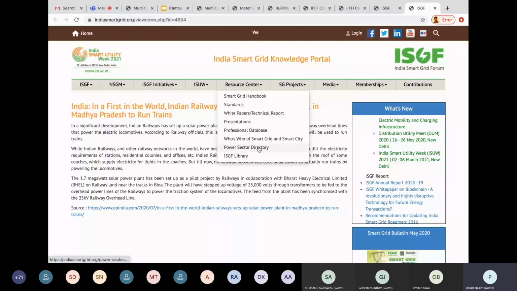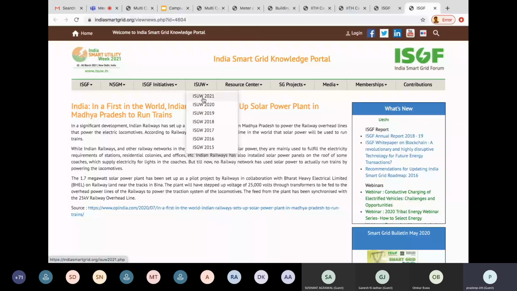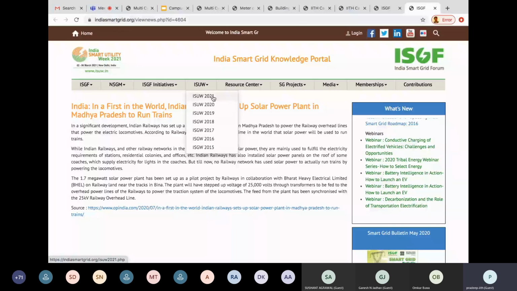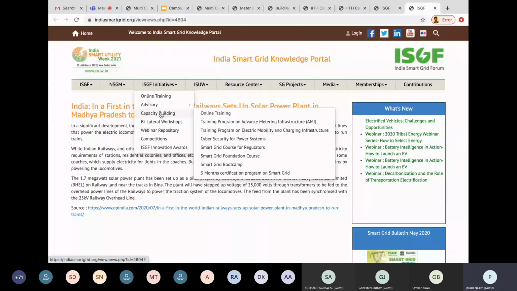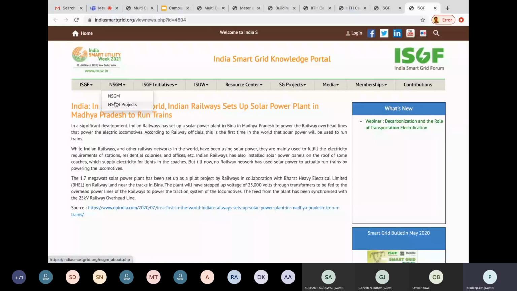Then there is ISUW, India Smart Utility Week. Since 2015, they have been doing an event every March, and those details are there. There is online training, advisory, capacity building, so a lot of online training and webinars you can find here. National Smart Grid Mission, and then about the organization of ISGF, media, membership and all. You can actually become a member also.